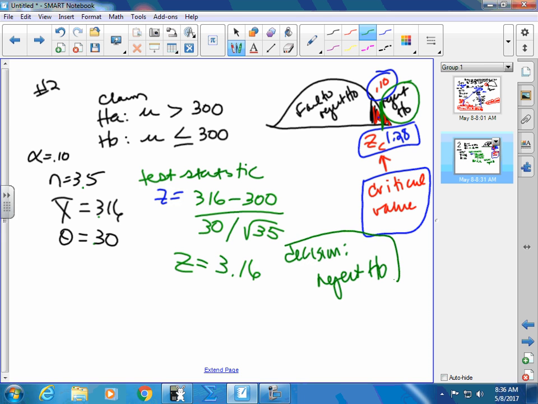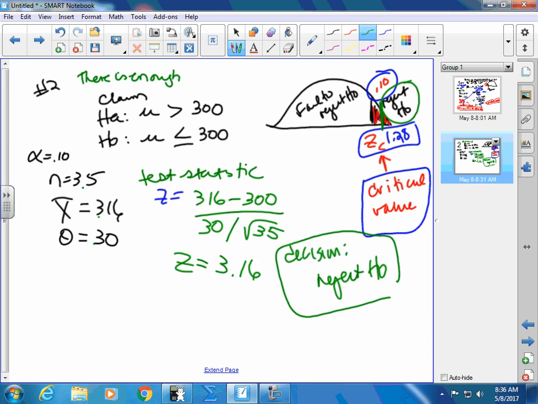Now, let me just think this through for a second. My claim is in HA. If I reject this guy, am I supporting my claim? I'm taking this guy out of the picture. So I'm supporting my claim. And it makes sense because I'm going to follow my chart. My claim is my HA. I'm rejecting HO. So I'm going to say, yeah, I'm going to support this. Then I'm going to write, there is enough evidence.